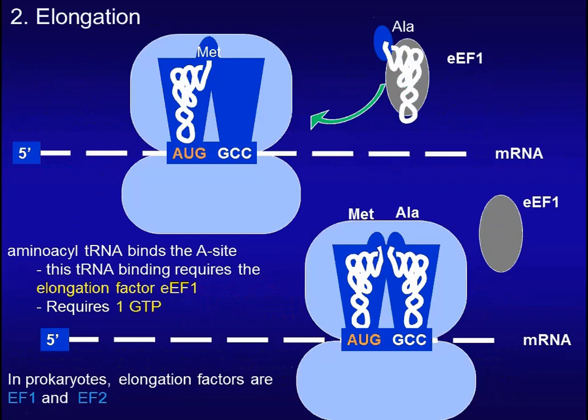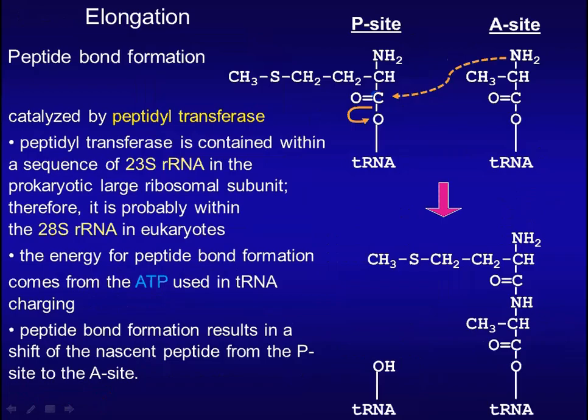In eukaryotes, the elongation factor eEF1 binds GTP and an amino acid tRNA, and delivers the tRNA to the A site. Once it arrives in the A site, GTP is hydrolyzed to GDP, and elongation factor 1 is released from the complex. In prokaryotes, elongation factors are EF1 and EF2. Formation of the peptide bond occurs when the amino group from the A site attacks the carbonyl carbon in the P site. This is a nucleophilic addition reaction. At the end, the polypeptide is transferred from the P site to the A site, and this is the result.